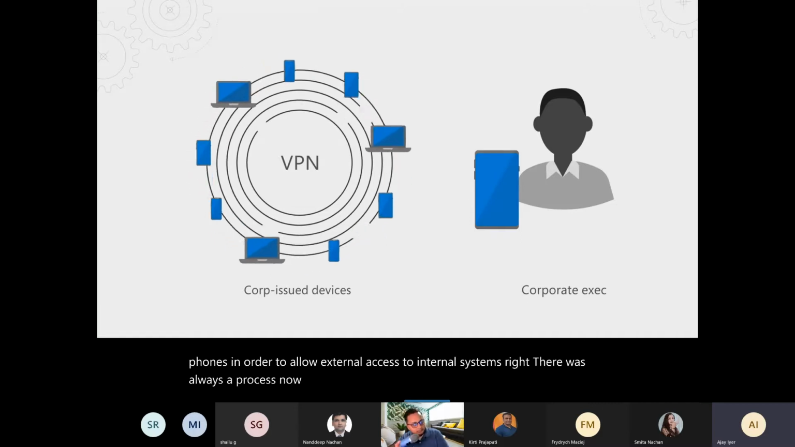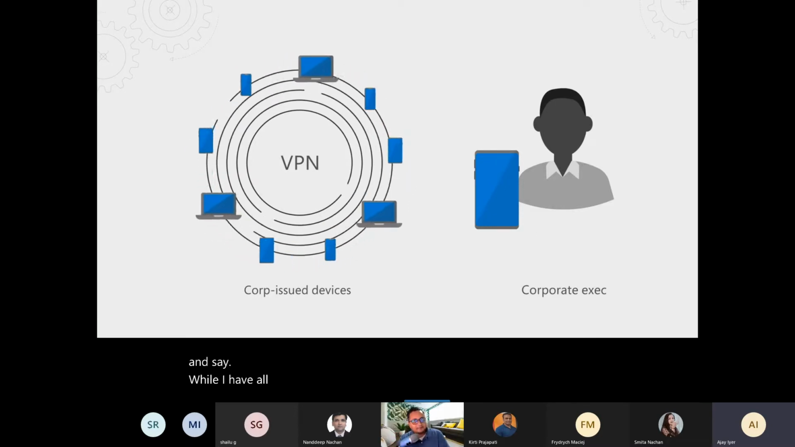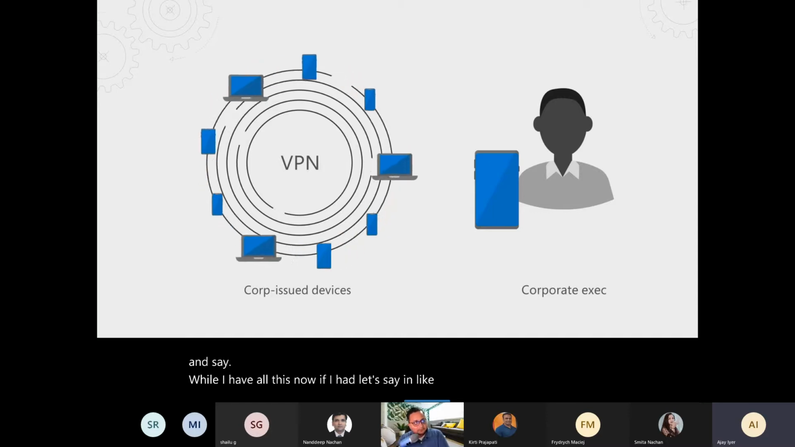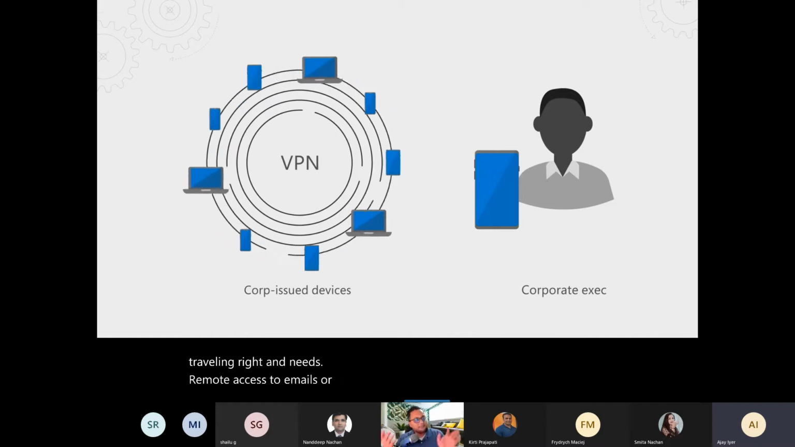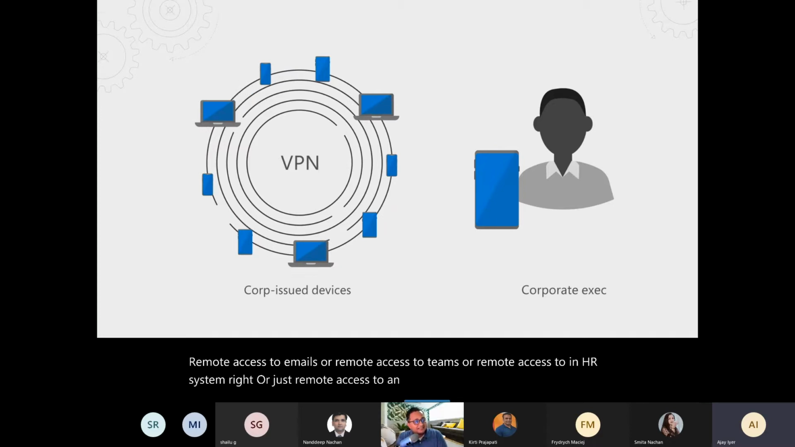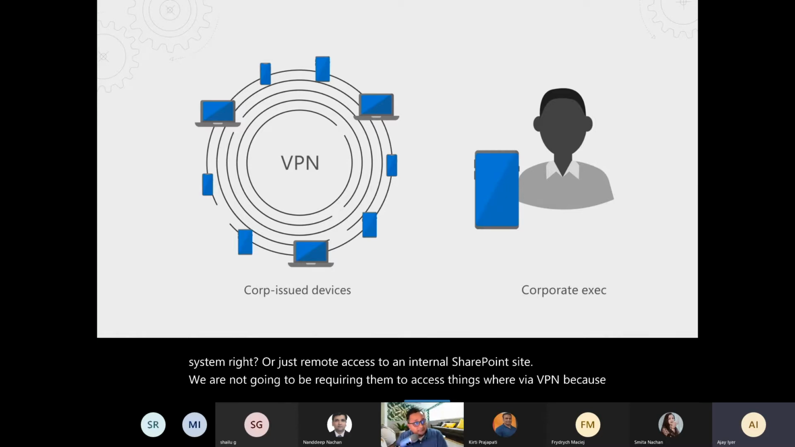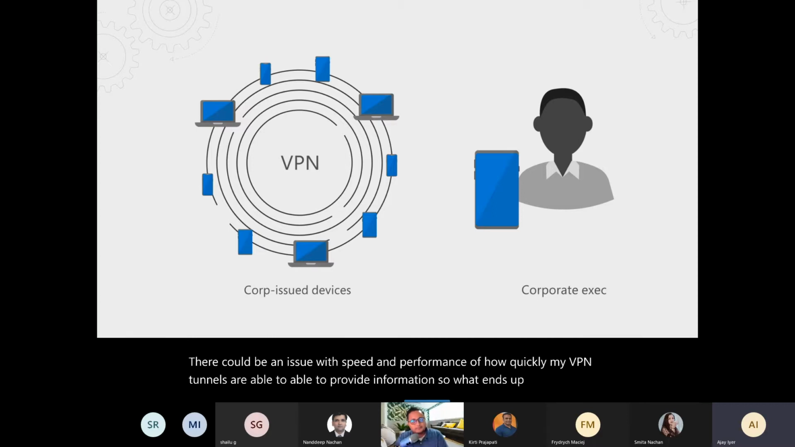Now let's take that concept and take it one step further and say, while I have all this, now if I had, let's say, a corporate executive that's traveling, right, and needs remote access to emails or remote access to Teams or remote access to an HR system, right, or just remote access to an internal SharePoint site, we are not going to be requiring them to access things via VPN because it's cumbersome, it's complicated especially on cell phones. There could be an issue with speed and performance of how quickly my VPN tunnels are able to provide information. So what ends up happening more often than not, right? In those situations, you create an exception rule in your firewall, right?